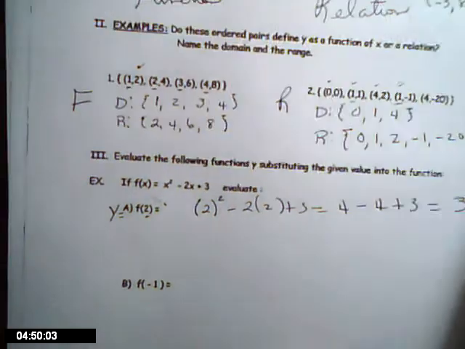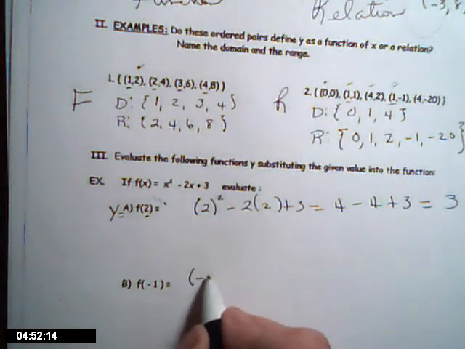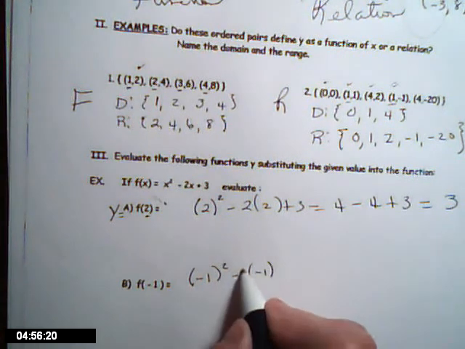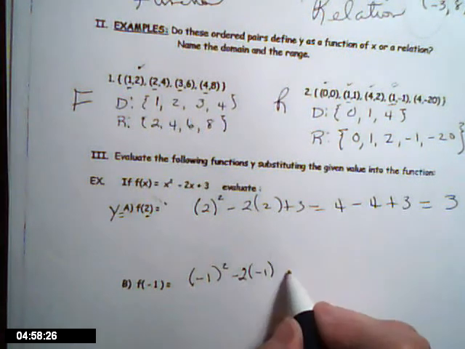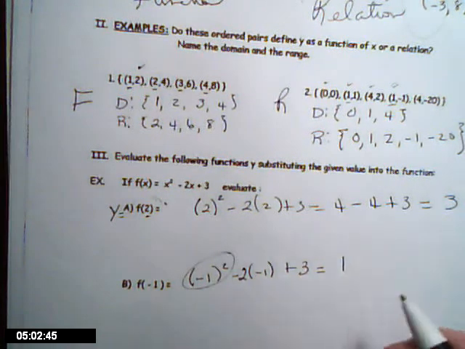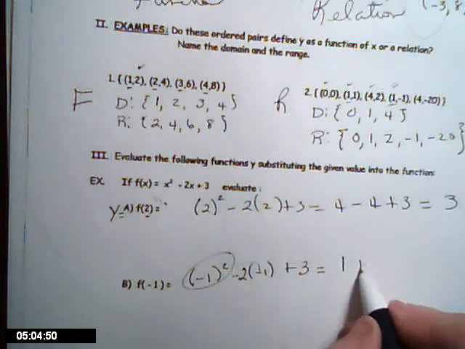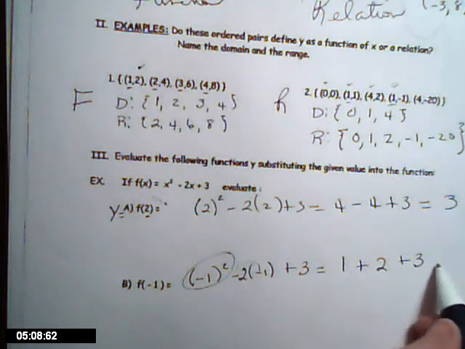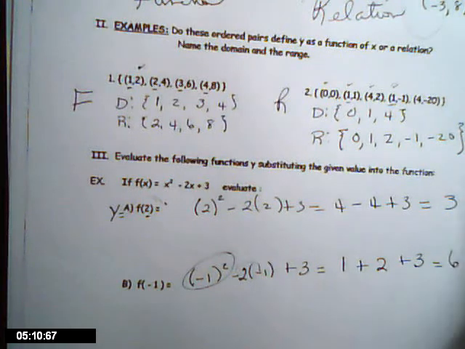The second one, I'm going to replace with negative 1. Negative 1 squared minus negative 1, minus 2 times negative 1 plus 3. Well, you square a negative, you get a positive. Negative times negative, you get a positive. And if you add 3 and 2 is 5, one more would be 6.